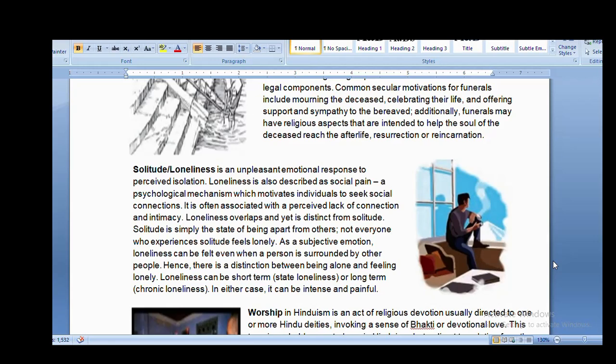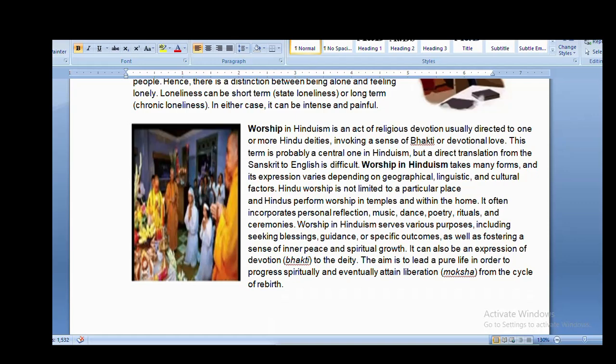Not everyone who experiences solitude feels lonely. As a subjective emotion, loneliness can be felt even when a person is surrounded by other people. Hence there is a distinction between being alone and feeling lonely. Loneliness can be short-term state loneliness or long-term chronic loneliness. In either case, it can be intense or painful. Let's discuss the third picture.